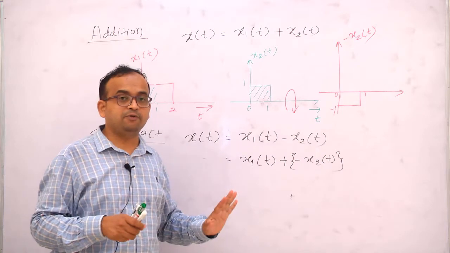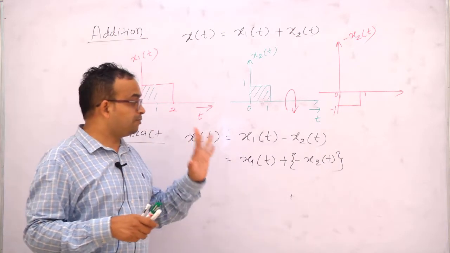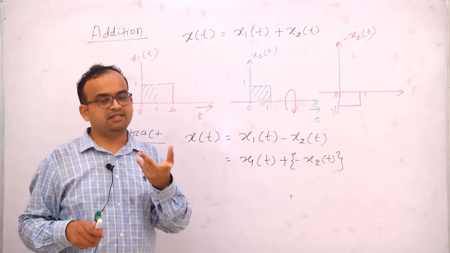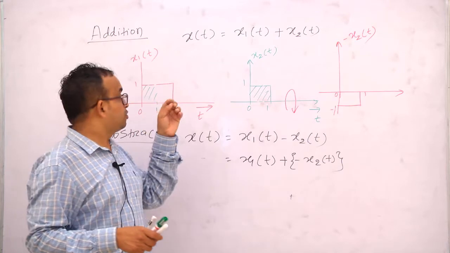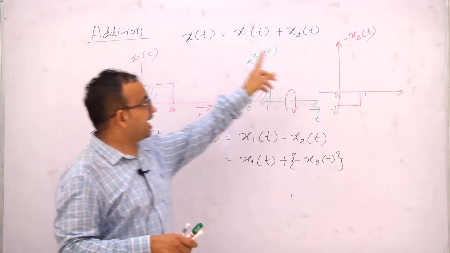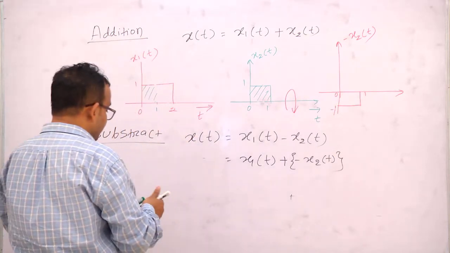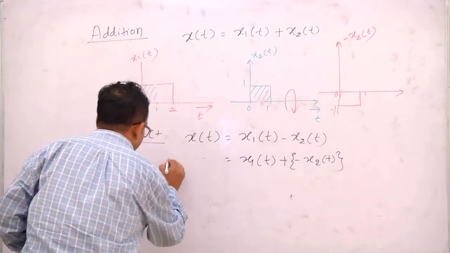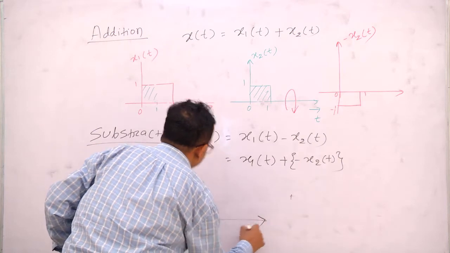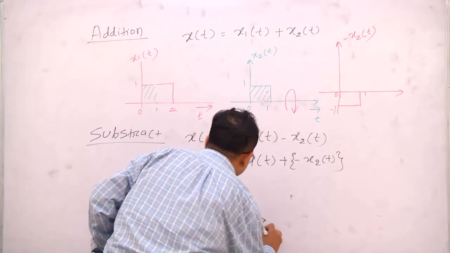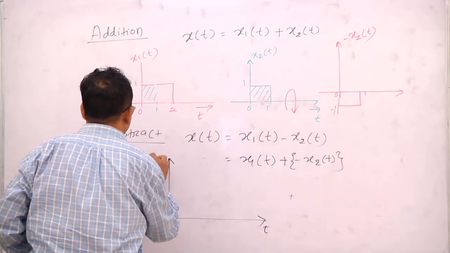Now what I have to do? Now what we have to do? We have to add the two signals, x1(t) and x2(t). So if we add the signals, what we will get? We will get a signal like this. So try to understand, this is your t. This will be now x of t.